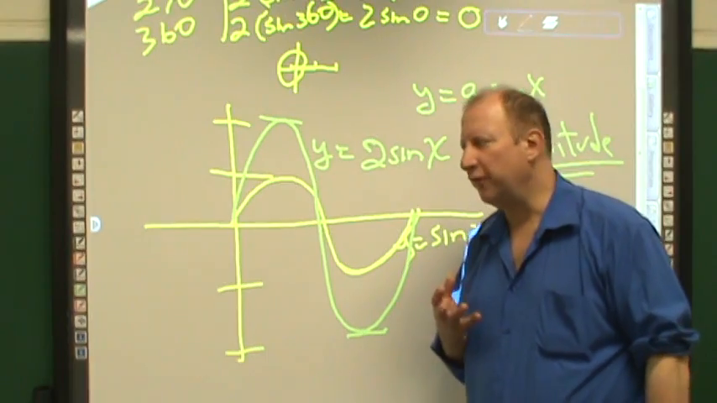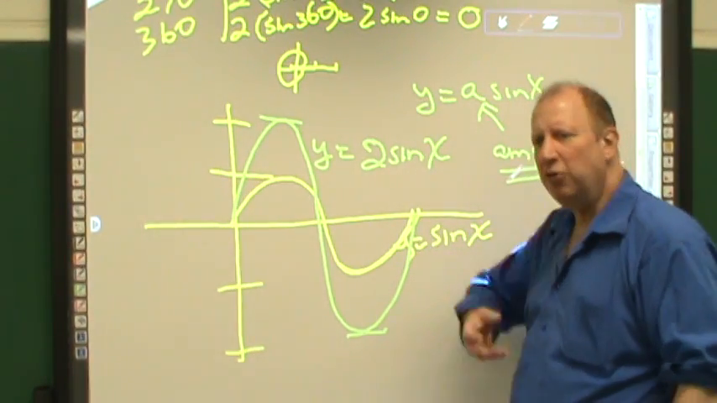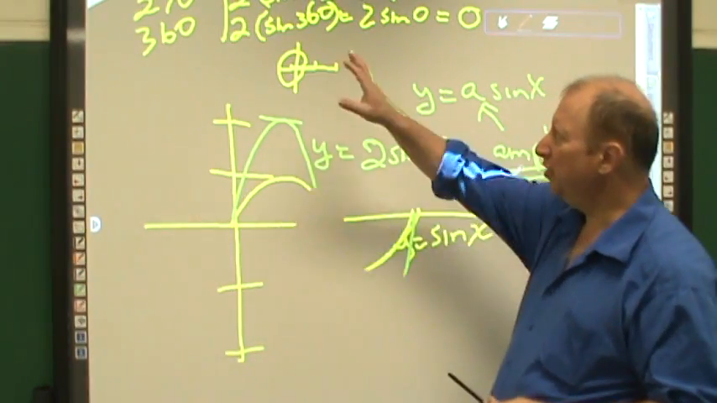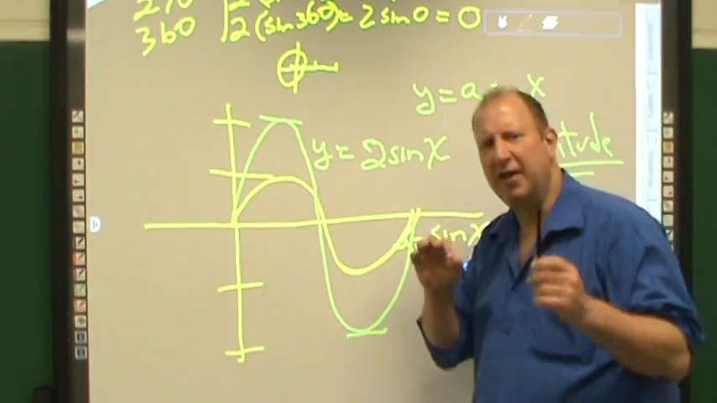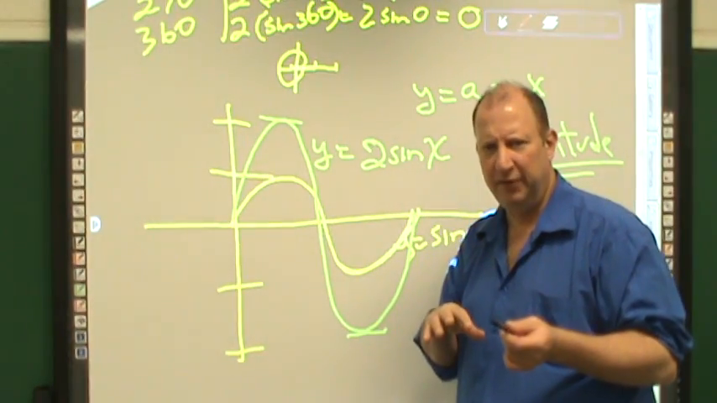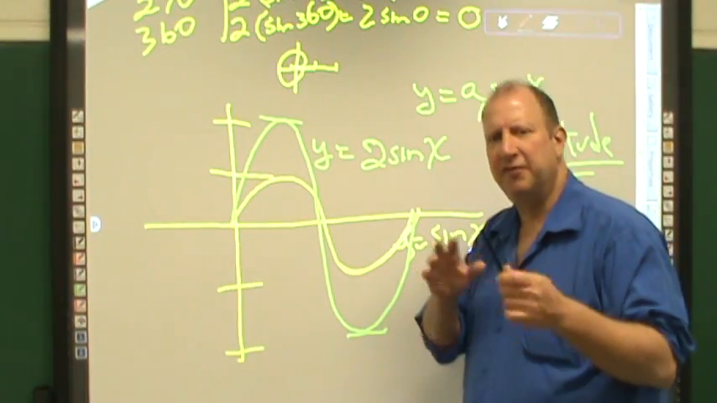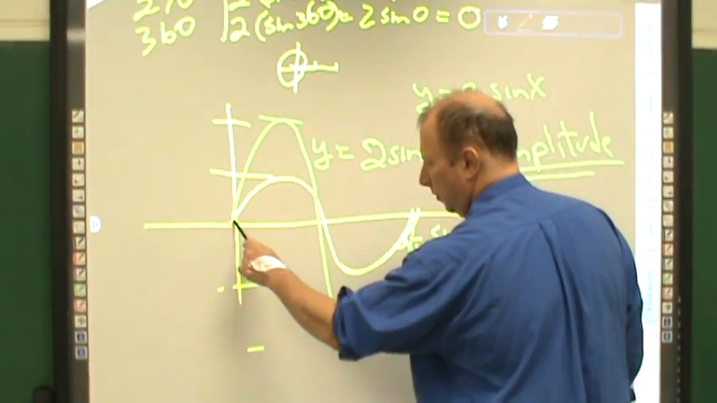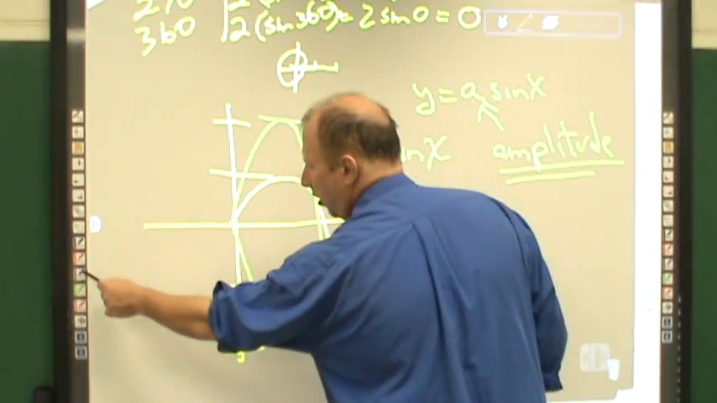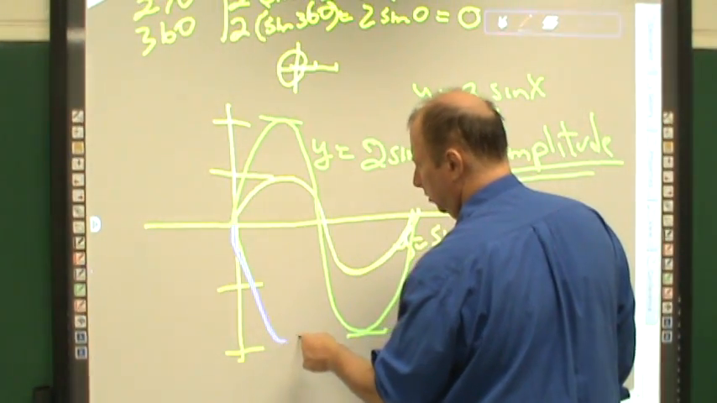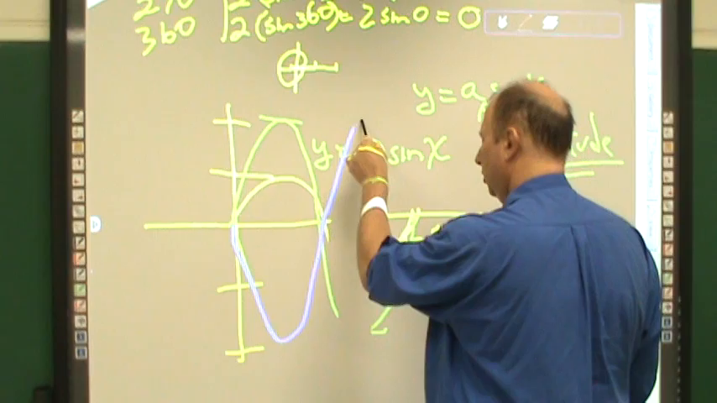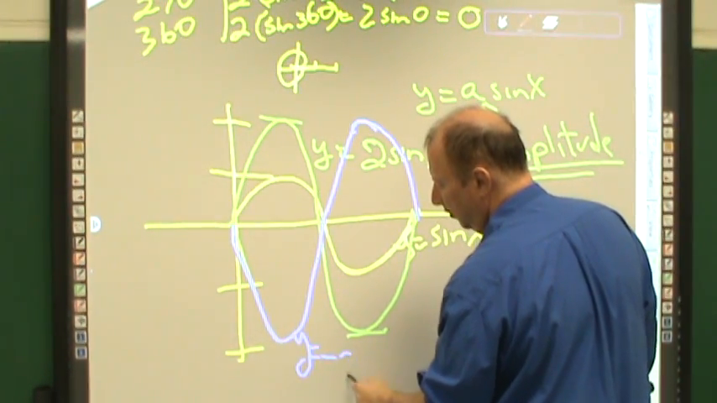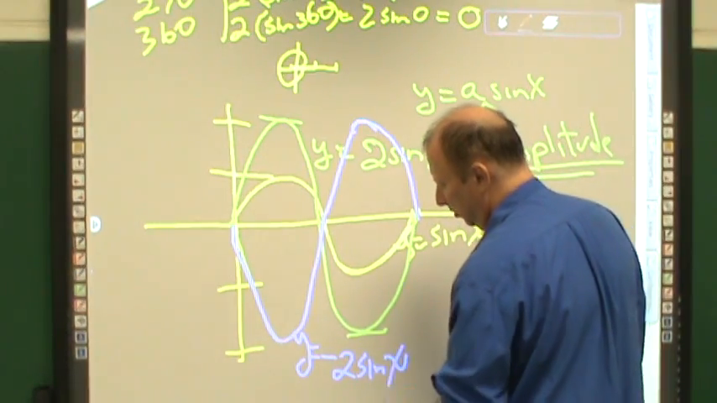Now, what do you think would have happened if I would have said y equals negative 2 sine x? Well, we're going to do the exact same table, but don't forget negative times a negative is a positive, and a negative times a positive is a negative. And the only difference would have been, it would have gone the other way. So this would be y equals negative 2 sine x.